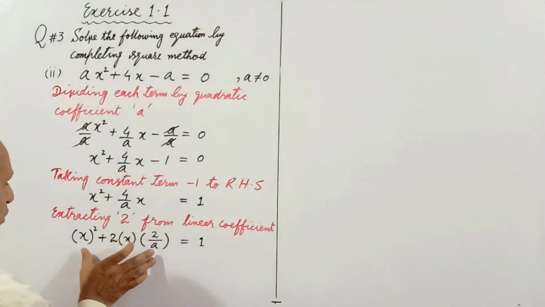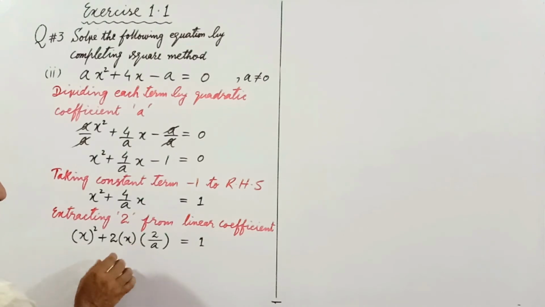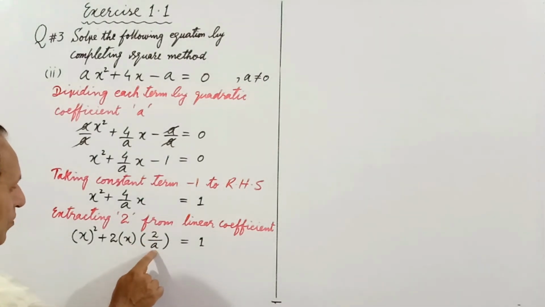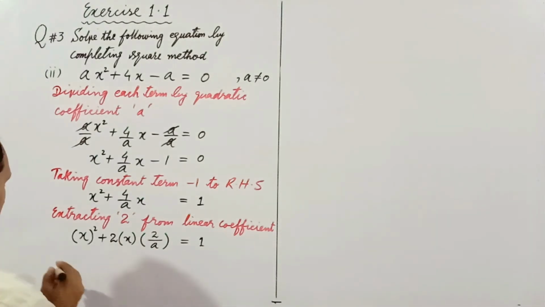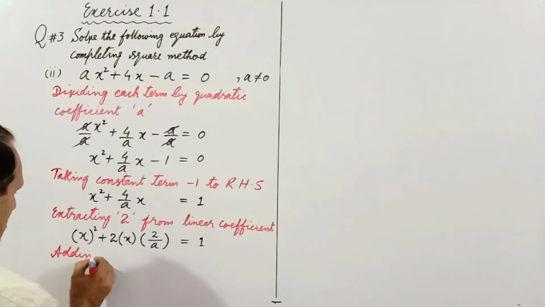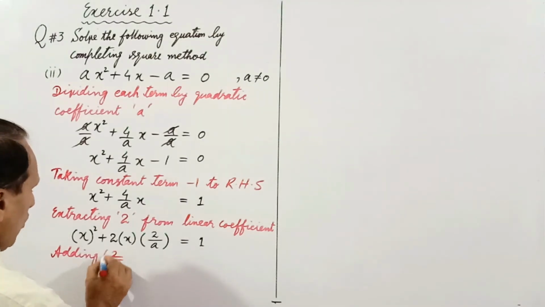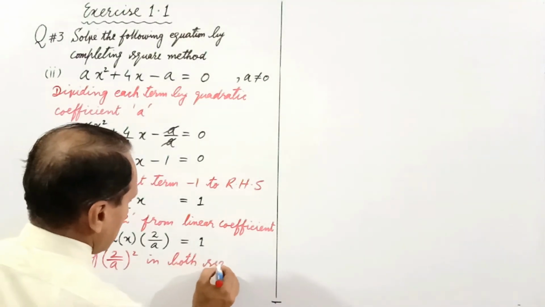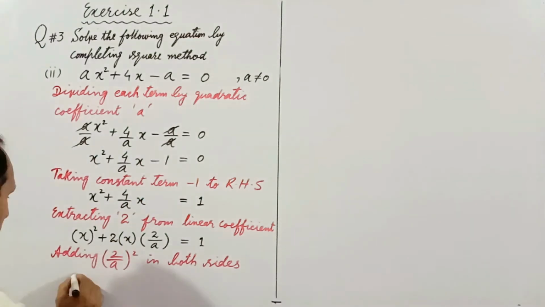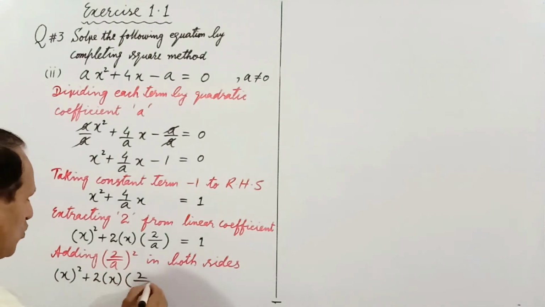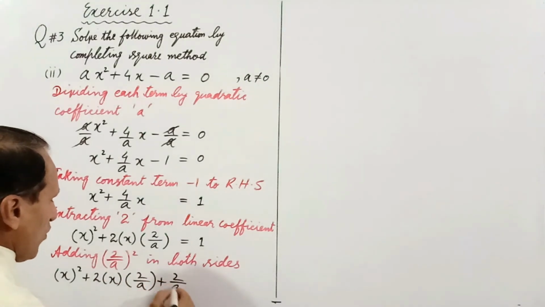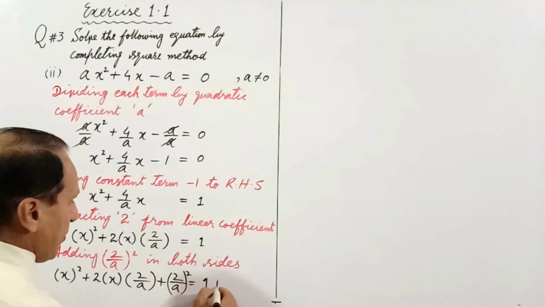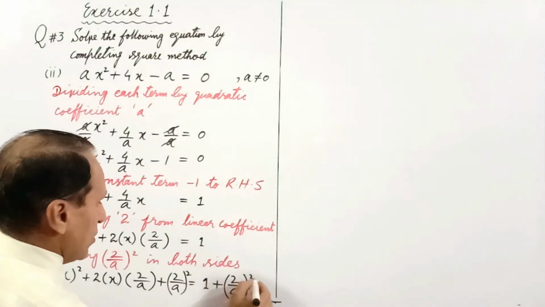For the expression to be a perfect square, we have the first 2 terms completed, but the third term is the square of 2 over a. So by adding the square of 2 over a on both sides, we have x square plus 2 into x into 2 over a plus 2 over a whole square is equal to 1 plus 2 over a whole square.